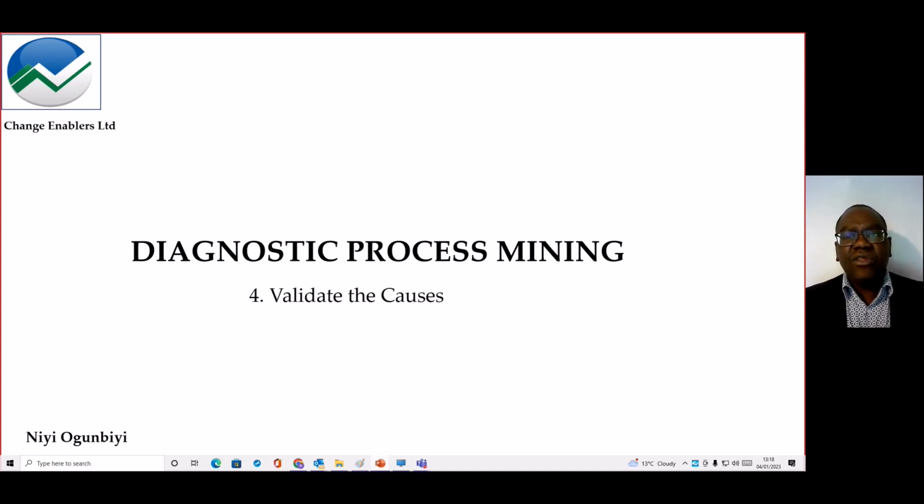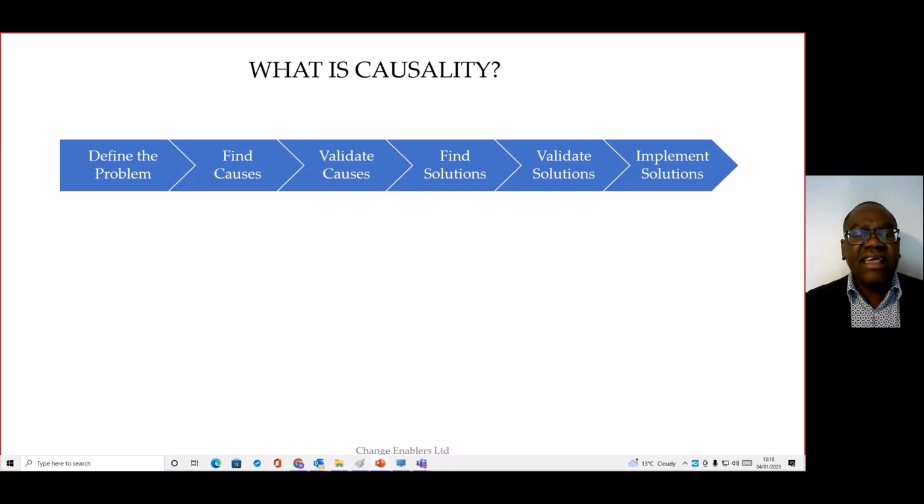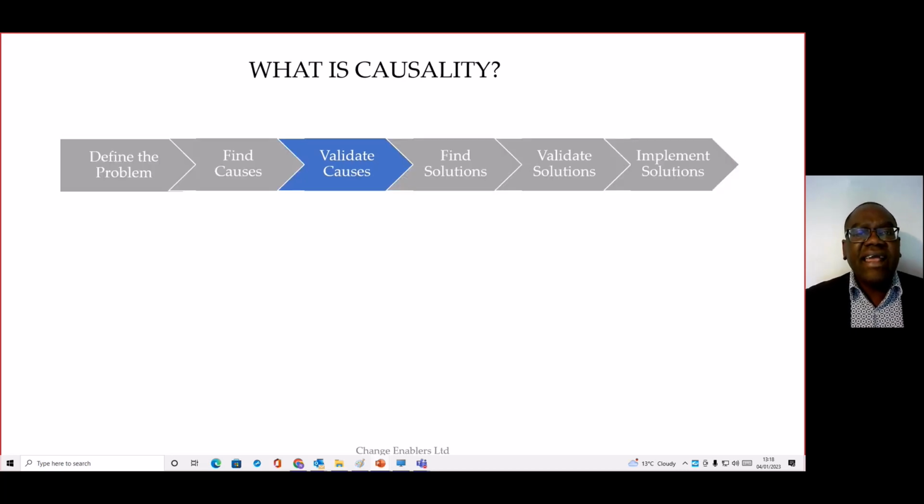In this episode, we'll be exploring how we can prove or validate the accuracy of these causal estimates. In other words, how we can check whether or not the assumptions that are implicit in our causal diagram are supported by observed data. A reminder that this is the fourth in a six-step diagnostic process mining workflow.